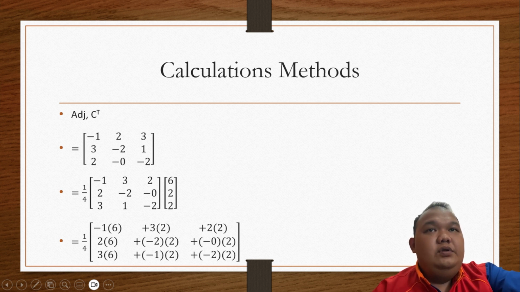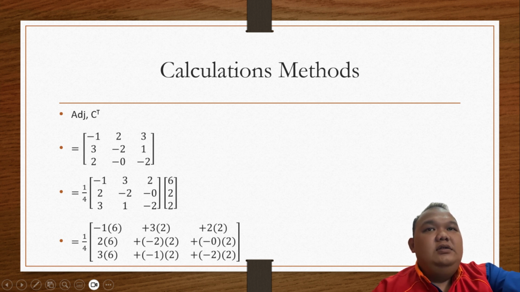Cofactor transpose is where the rows become columns and the columns become rows. So for the answer, it will be negative 1, 3, and 2. The second row is 2, negative 2, and 0. The third row is 3, 1, and negative 2.